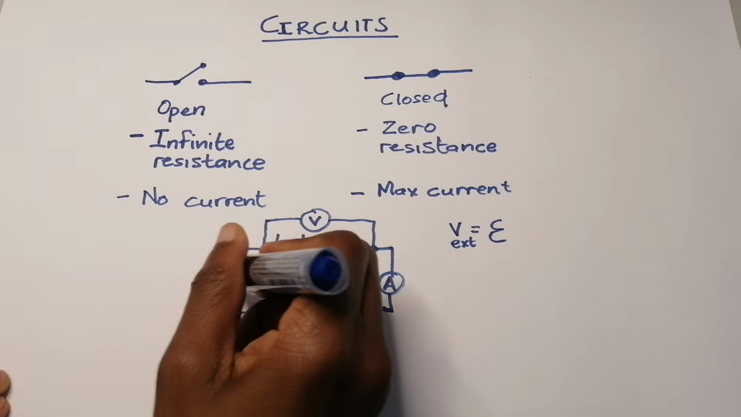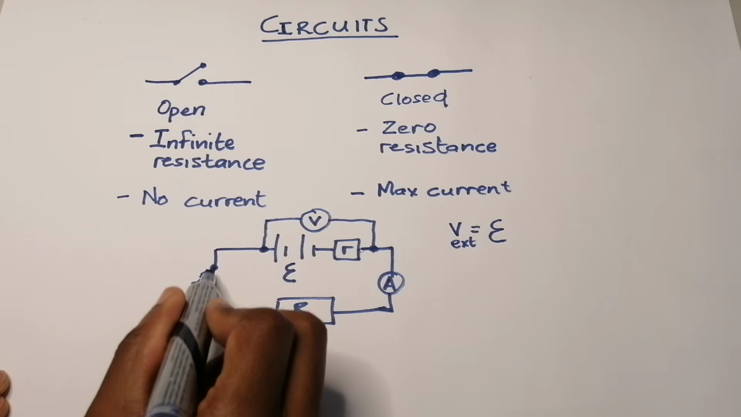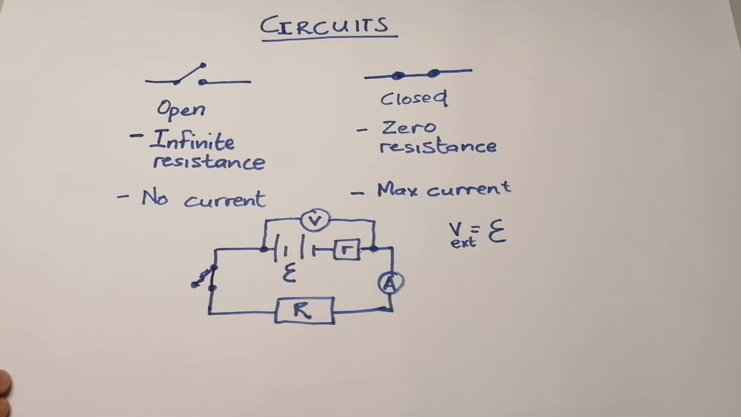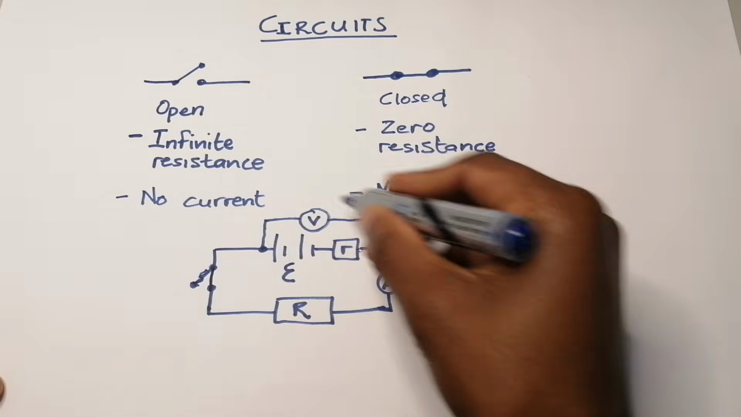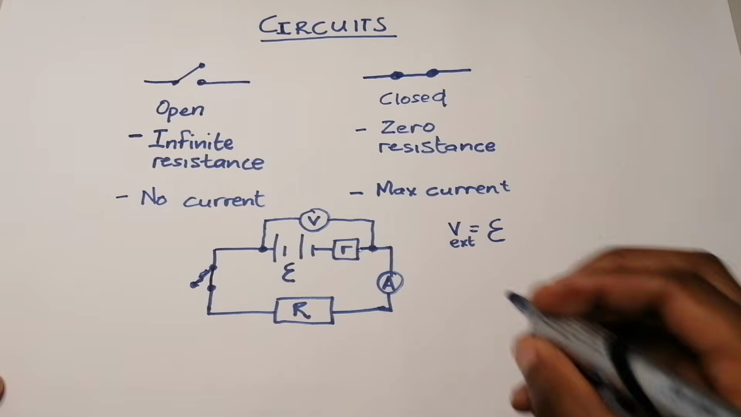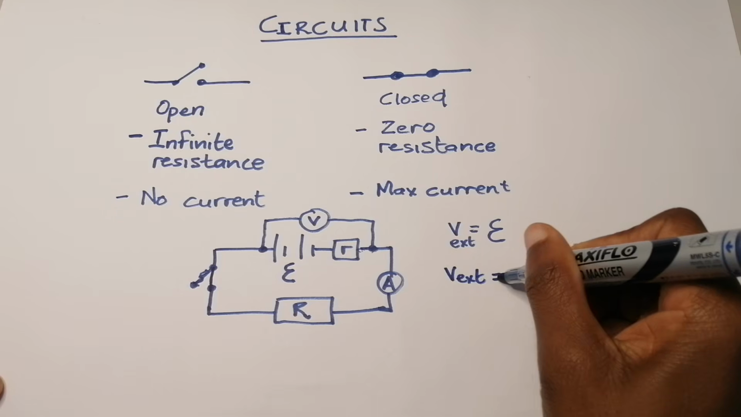Now, the moment that I begin to close the switch, suppose here we are closing the switch, of course now current begins to flow into your external circuit. So what happens is that you'll see a voltage drop. You'll see the voltage there beginning to be a different value. So V external will simply change.